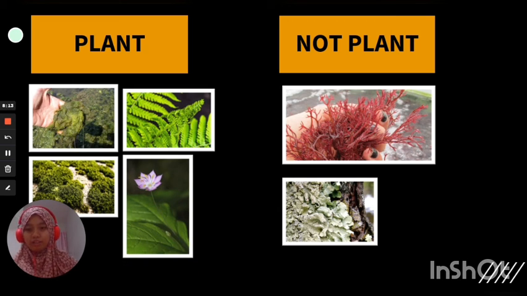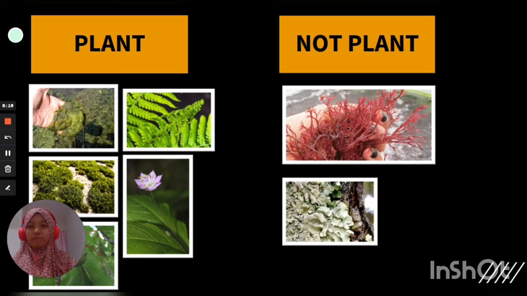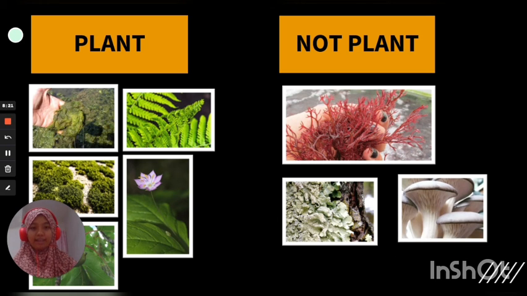This is herbaceous plant. It's a plant. Next, we have woody plant. And lastly, a fungus or mushroom. Mushroom is not a plant. It doesn't have chlorophyll. It doesn't do photosynthesis. That means mushroom is not a plant.